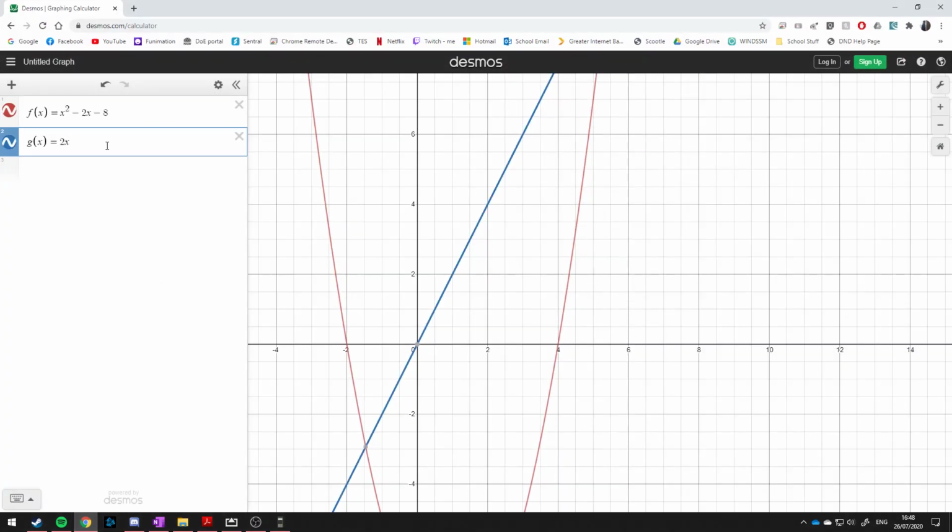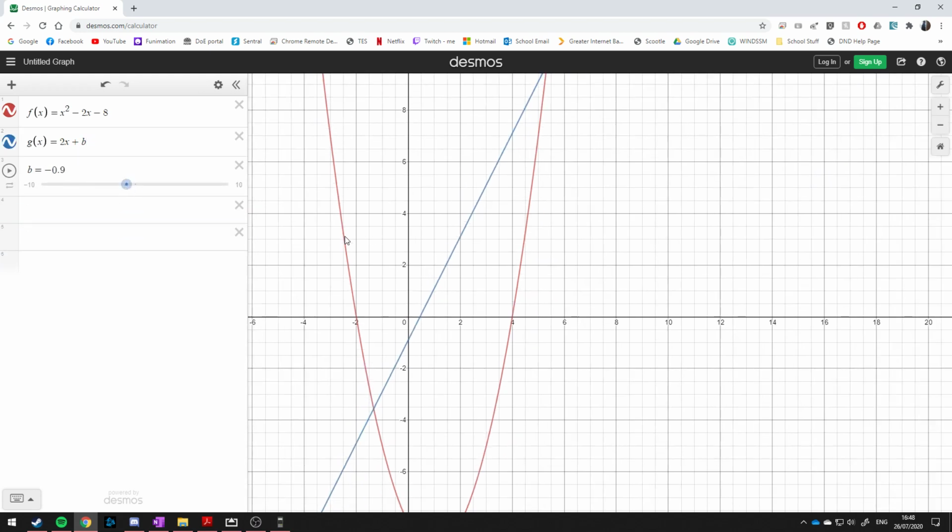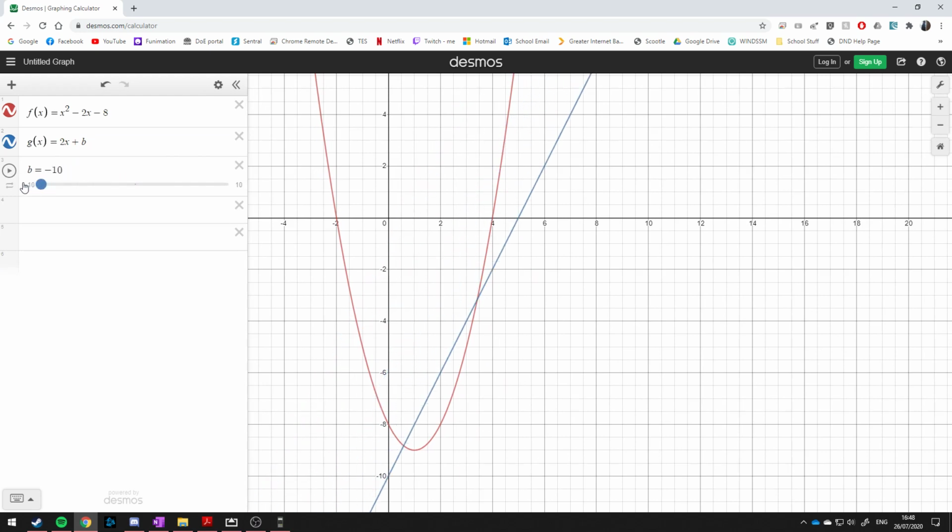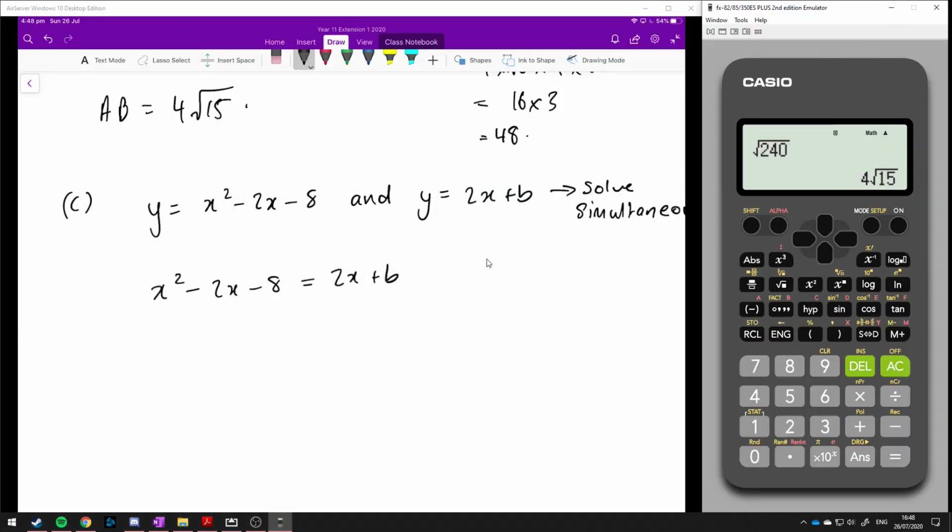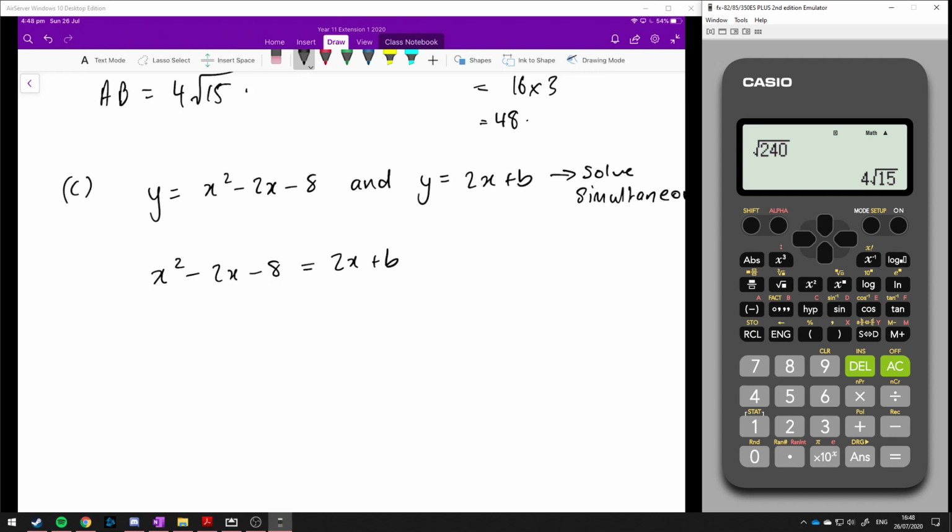So if we have a look, basically what we're saying is, if we've got this, how far do we need to move it down so that this becomes the tangent? So that's essentially what we're asking. So solve simultaneously, move it to the left-hand side. We're going to get x squared minus 4x minus 8 minus b is equal to 0, just like that. And what I'm going to do is take a factor of the negative out, and I'm going to be left with 8 plus b is equal to 0, like that.